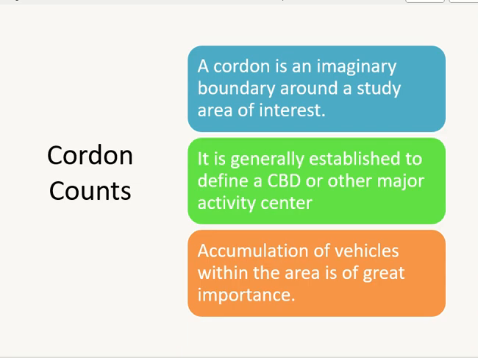So we build a boundary, we pick up a map, we select, okay, this area has too much effect on traffic, is generating too much traffic, and this is the boundary around this area. And now our study is to see how many people come into this boundary and how many people go out of this boundary. Got it?